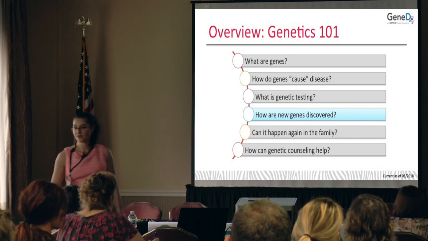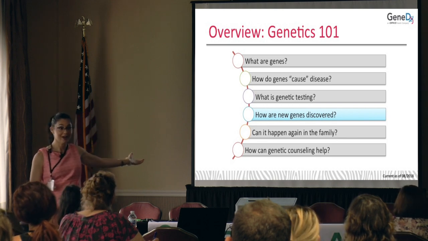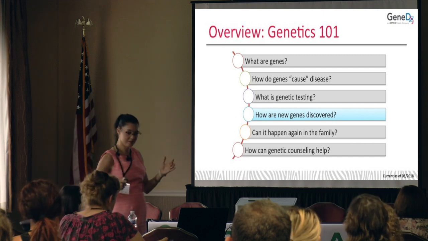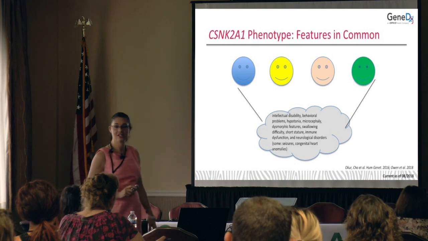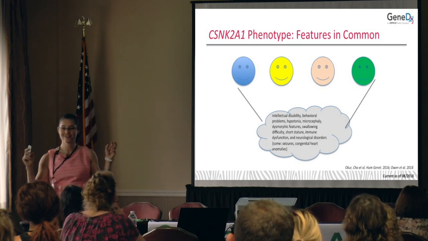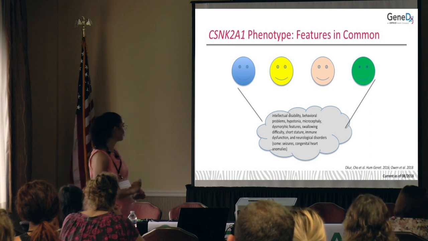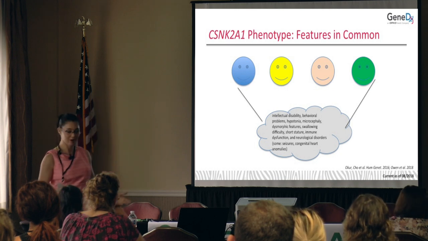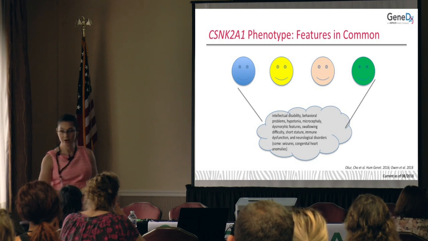How are new genes discovered? I already talked about how a lot of them we don't know yet. We don't know what they do. Each one has to be studied individually. Remember I talked about the candidate gene result that you can get of research interest? Those are the ones that might turn into something we know about in the future. So that's exactly what happened with CSNK2A1.